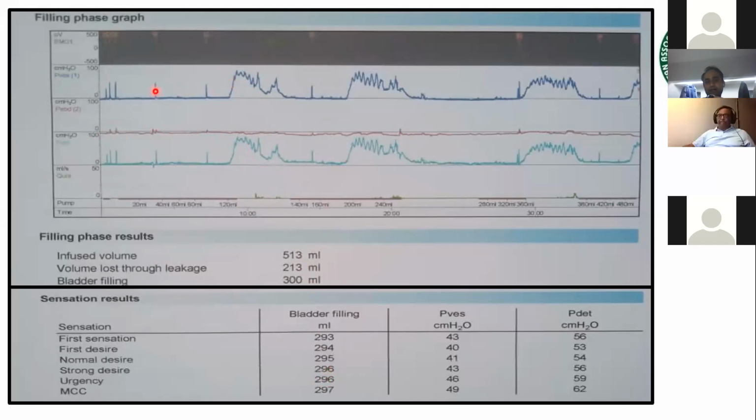This is the compliance. You can see at the compliance, these are the detrusor overactivities, and there is some leakage. So when we make an assessment of this patient, we would say that this patient has got a normal capacity bladder with intact sensation, some detrusor overactivities with incontinence with a normal compliance bladder.